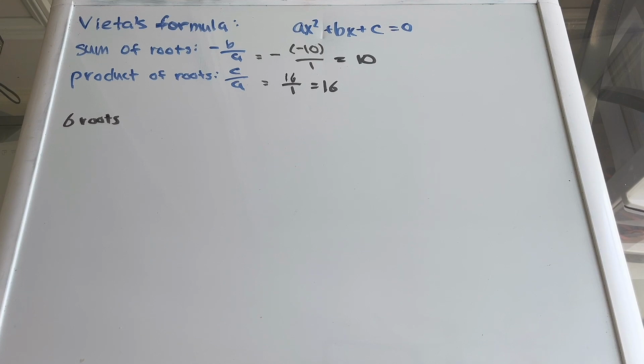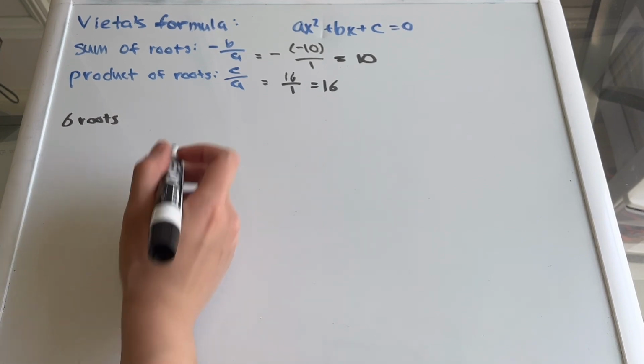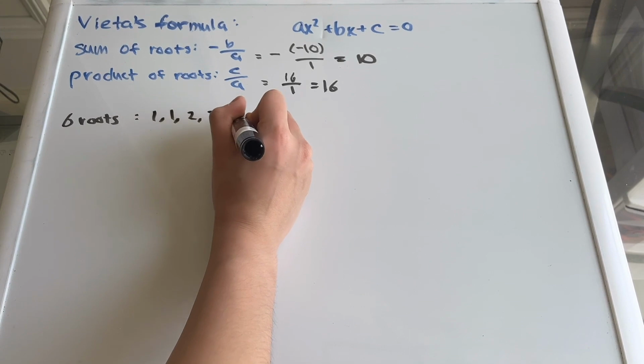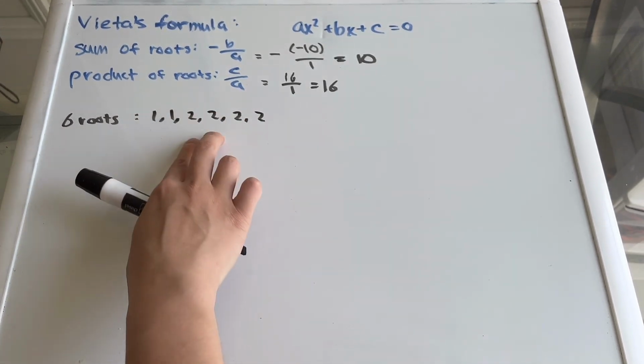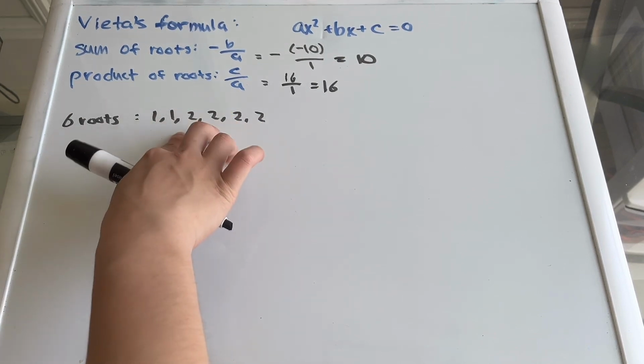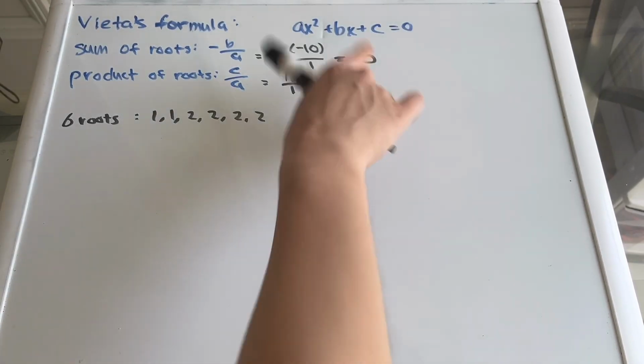So how is this going to work? Well, we can try to think of the possible solutions, and we can see that the roots are 1, 1, 2, 2, 2, and 2. Because 2 times 2 is 4, and then 2 times 2 is 4, so 4 times 4 is 16, and times 1 it doesn't change. And then if we add these all up, it will be 10.